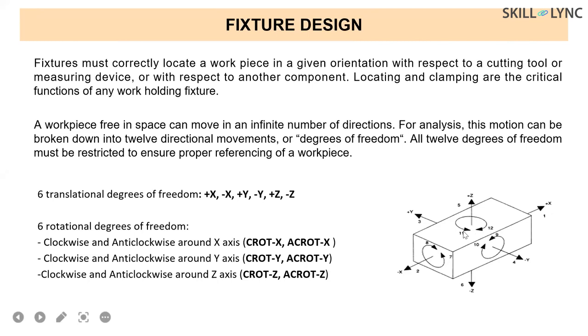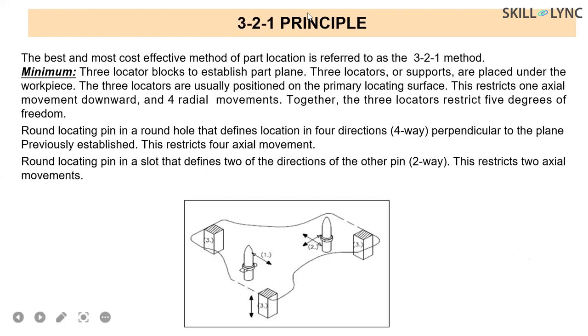So totally we have 12 degrees of freedom, right? If I'm going to perform some operation, what do I want to do? I want to arrest those degrees of freedom. How am I going to arrest them? What are the different things I am going to do to arrest the degrees of freedom? That is going to be explained in the next slide. So this is the 3-2-1 principle.